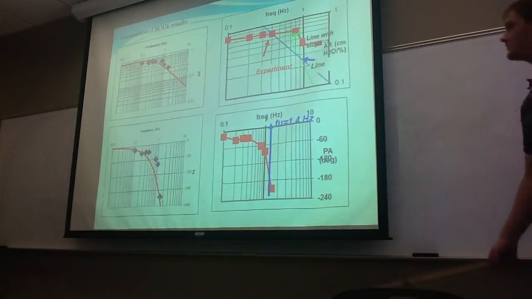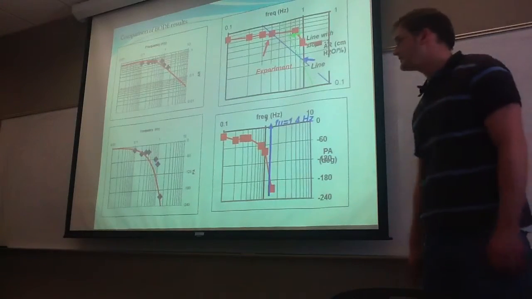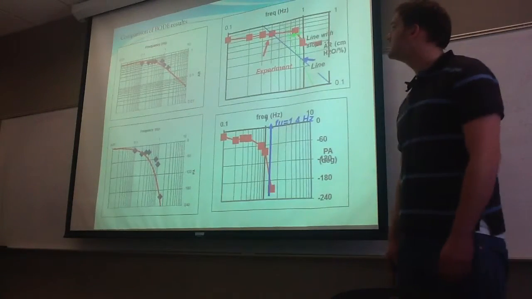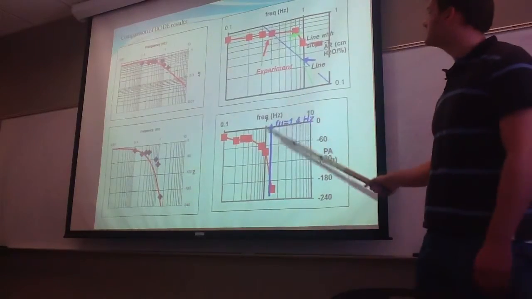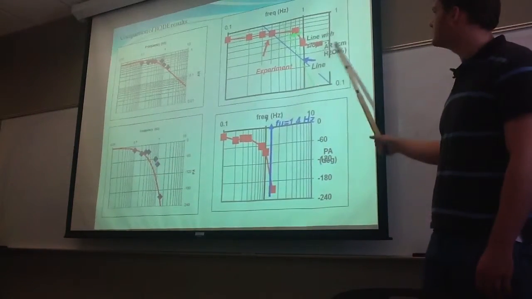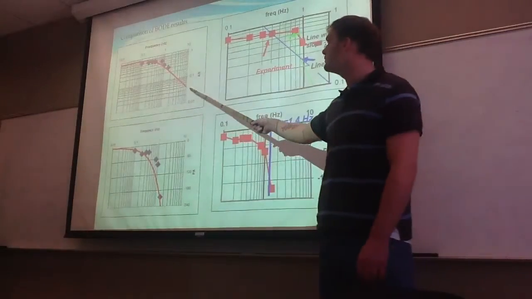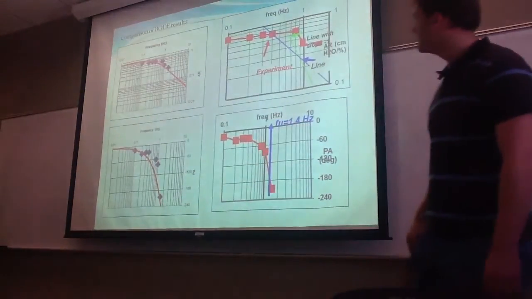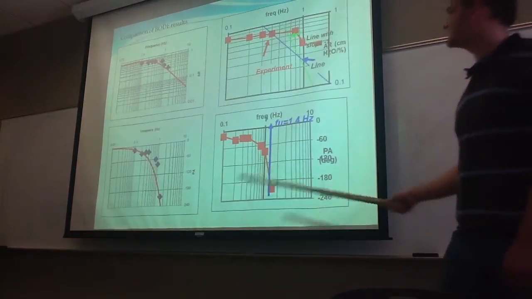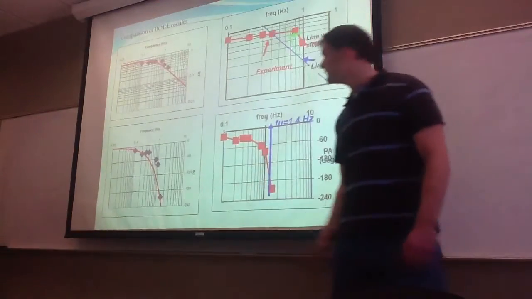This is just a graphical comparison of what I just showed you in the last couple of slides. These are the experimental frequency versus AR and frequency versus PA. This is the modeling, frequency versus AR, frequency versus PA. Same data points. The only difference is this line is just a little bit different.